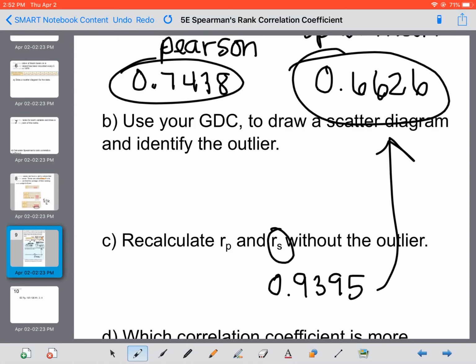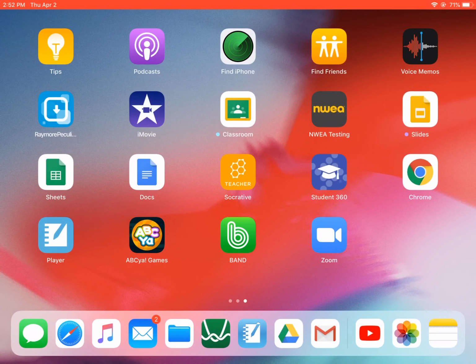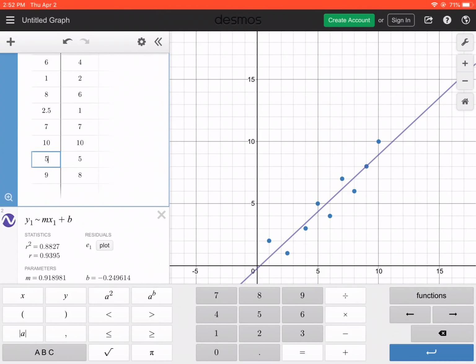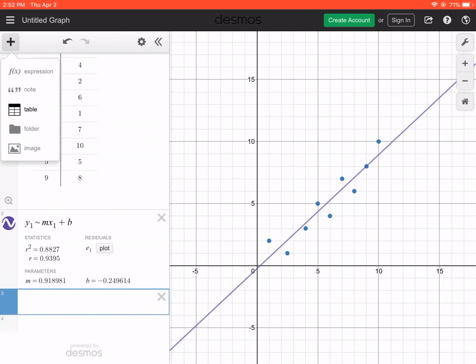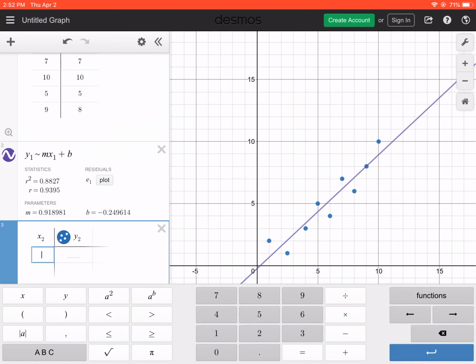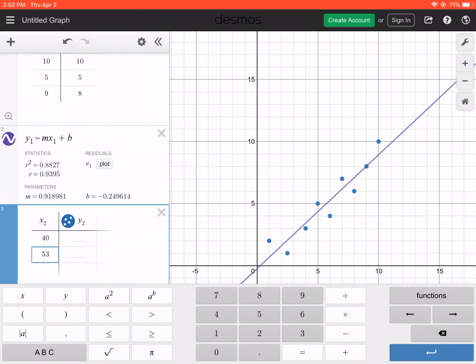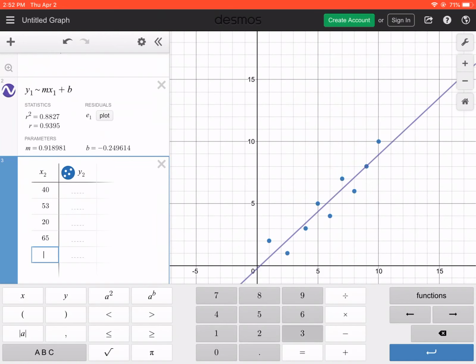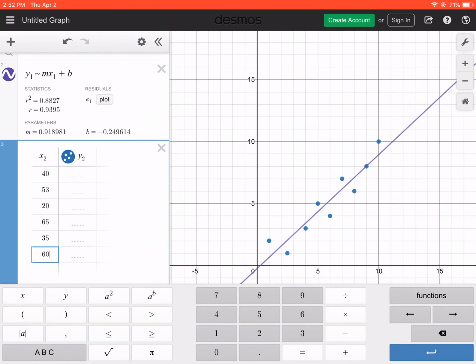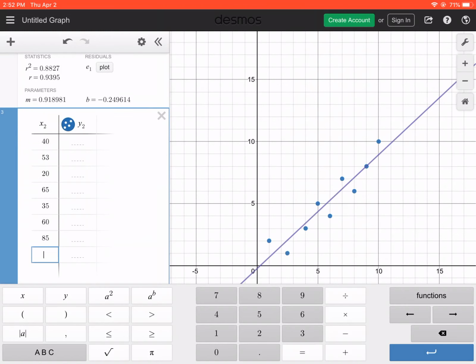Now if I were to retype in our original one, let's just retype that because I deleted it. Okay, I need to add in a table. I shouldn't have deleted this, sorry. So we have 40, 53, 20, 65, 55, 60, 85.